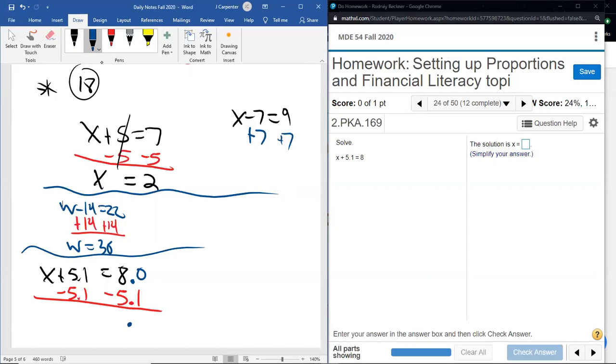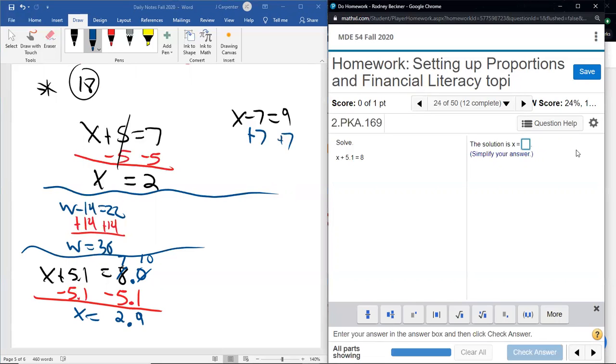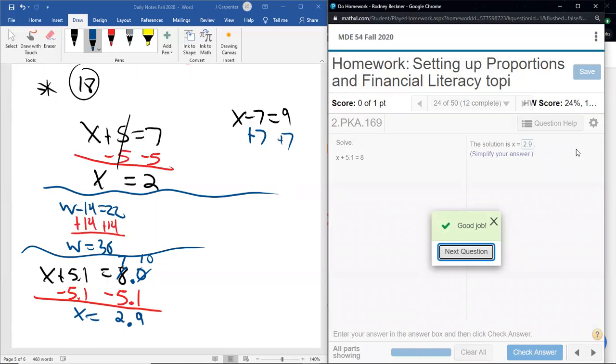Then you just bring it down and subtract like they were whole numbers, 80 minus 51. 0 minus 1 you can't do, so you got to borrow from the 8, that becomes a 7, the 0 becomes a 10, 10 minus 1 is 9, 7 minus 5 is 2. That gives us x is equal to 2.9. Again, this is a skill you should have at this level. I should be able to give you a calculatorless test on this stuff, and everybody gets hundreds in theory.